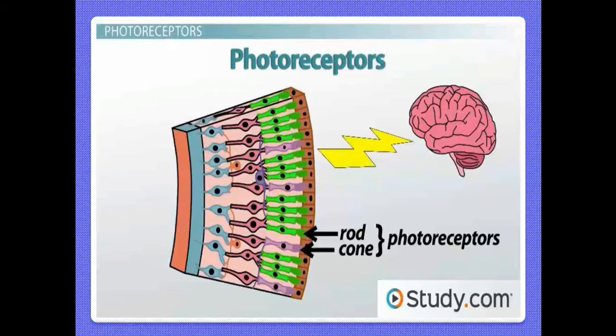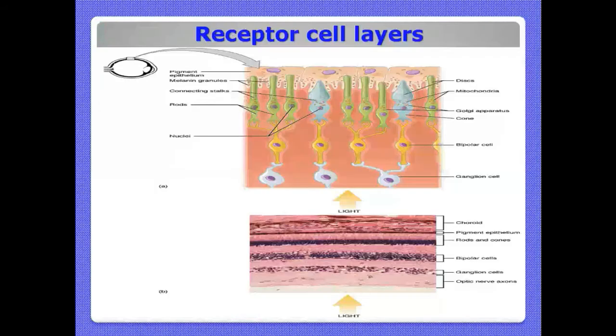You can see the entire portion of the receptor cell layers. This is there in the retina here. This is pigment epithelium cells. Then melanin granules are there here and there. Discs are there. Mitochondria is there inside the cells. Golgi apparatus is there inside the cells. Green color one is cone cells. Ganglion cell. Then nuclei of the cells are there.